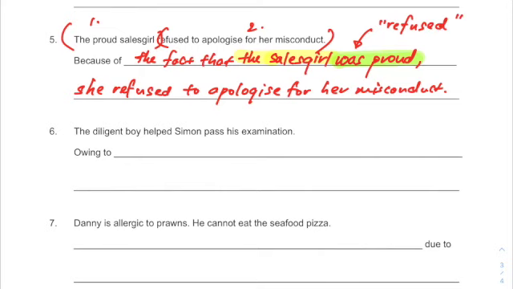So I keep the tense consistent because of synthesis rule number 2, which tells me that I cannot change the tense of a sentence, right? So because of the fact that the sales girl was proud, she refused to apologize for her misconduct. Later on, I'll go through this again and I'll show you a simpler or a different way to do this without using the fact that, all right?